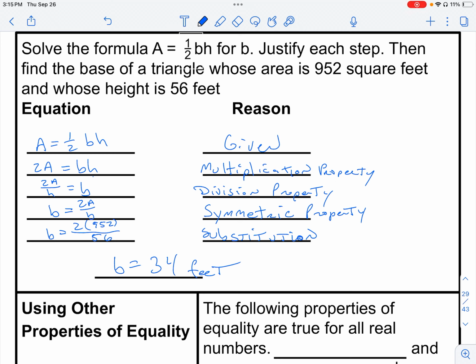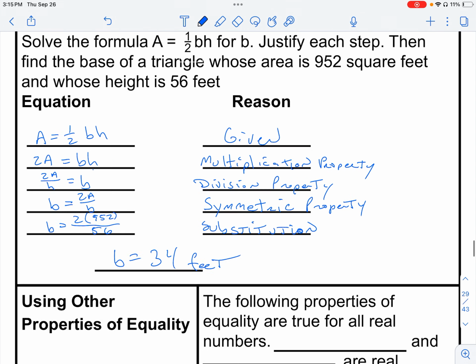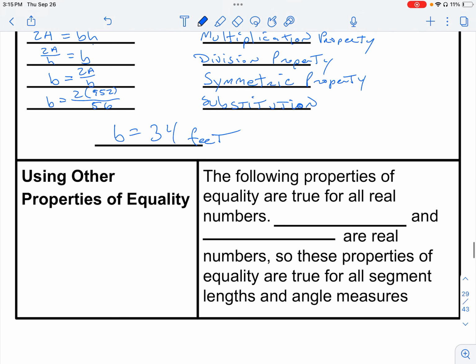We do the same equation process we've always done. Now we're just giving reasons for stuff. But we have other properties of equality we can use. And we'll talk about them in a second, but we just want to reiterate, properties of equality are true for all real numbers.